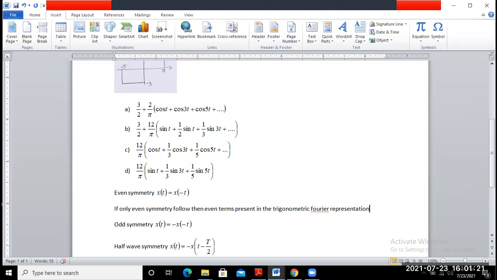Okay, and if even and half wave symmetry are both followed, then odd terms of the even coefficients are present in the Fourier series representation. Similarly, in odd symmetry, if only odd symmetry is followed, then all the sine terms are present in the Fourier series representation.